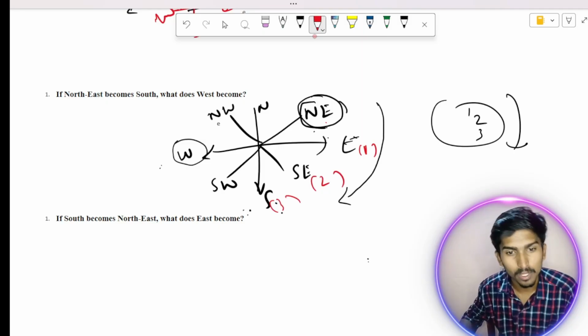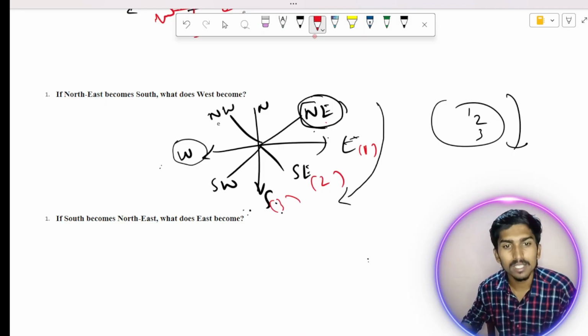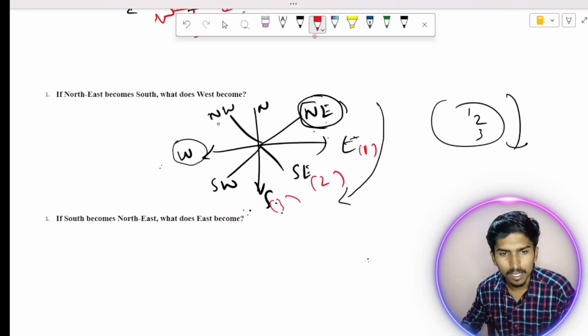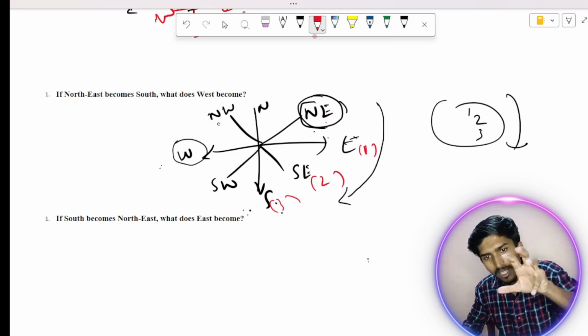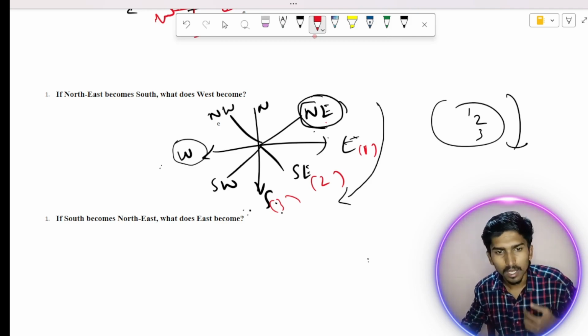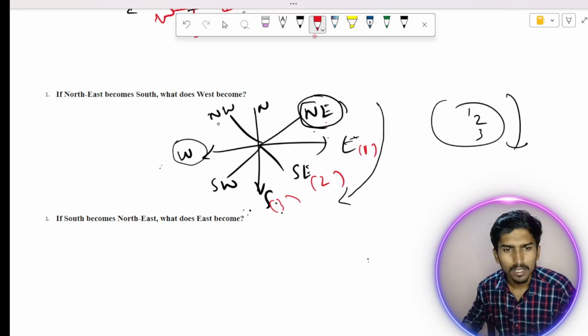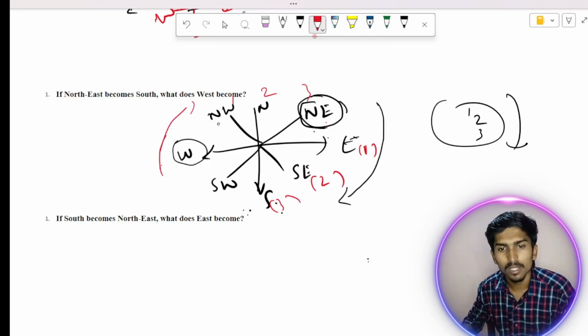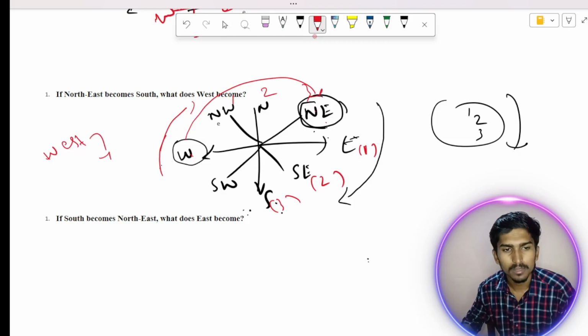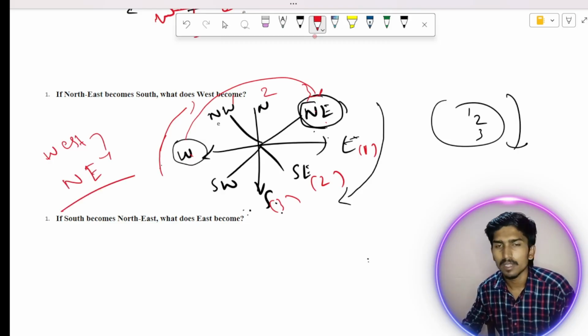So northeast becomes south. In this scenario, they're asking what does west become? Very simple. After leaving west the same way, you just rotate that compass in your brain. Otherwise, you do a simple thing. If west is here, after leaving west, move to the third position: first, second, third, in the clockwise direction. What does it become? West becomes northeast. West comes to here. So the answer is west becomes northeast. Very simple answer.